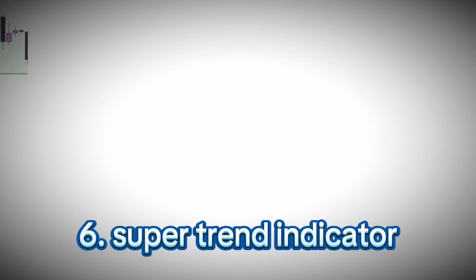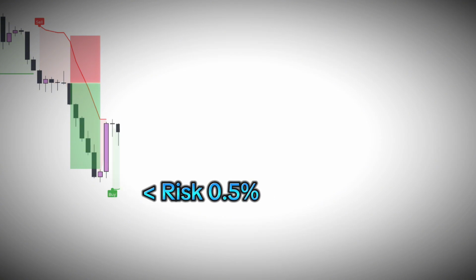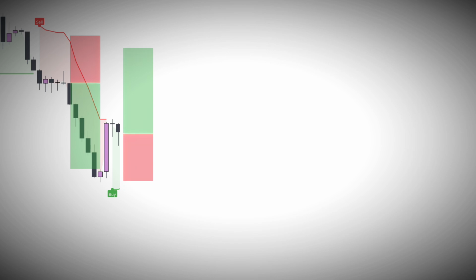Now for number 7, this is what we call the Supertrend indicator. So basically how it works is that when you see a sell signal, you want to take your stop loss, set your exit and your entry, and then target 1 to 2. And then if you get your profit and you see another signal there, you want to risk 0.5% of the previous win on this second trade, and then target 1 to 2.